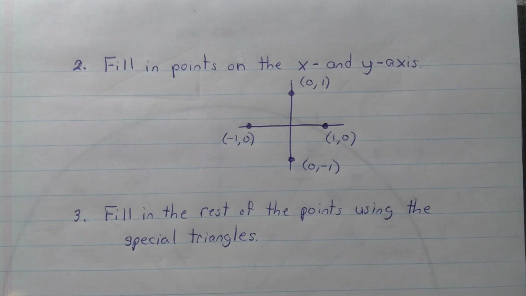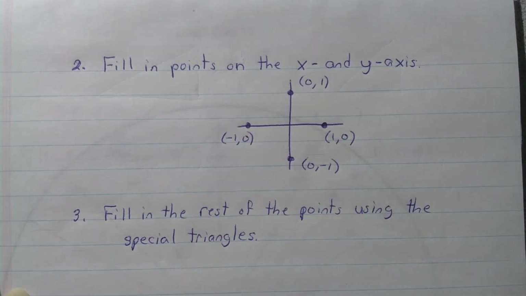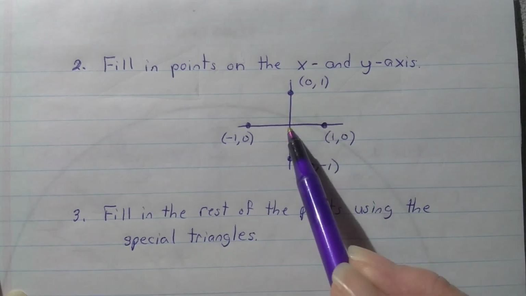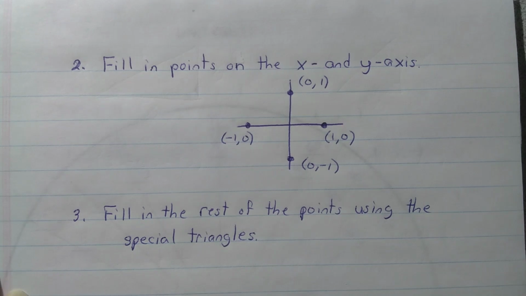Okay, welcome back. You should now have a unit circle that has all of the degrees and all of the radians filled in. Step 2, after you finish doing that, is we're going to fill in the points on the x and y axis because they're the easiest. Now remember, this is a unit circle, which means it's a 1 radius, so 1 in every single direction. So we're going to take these 4 points and we're going to fill them into our unit circle.